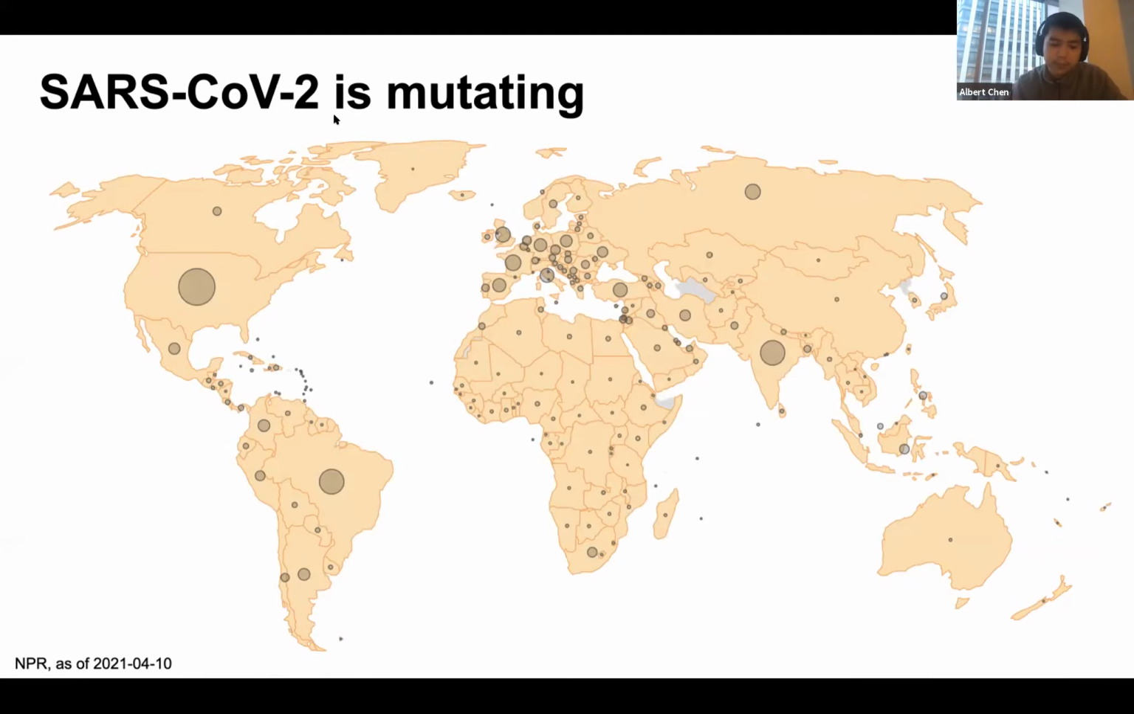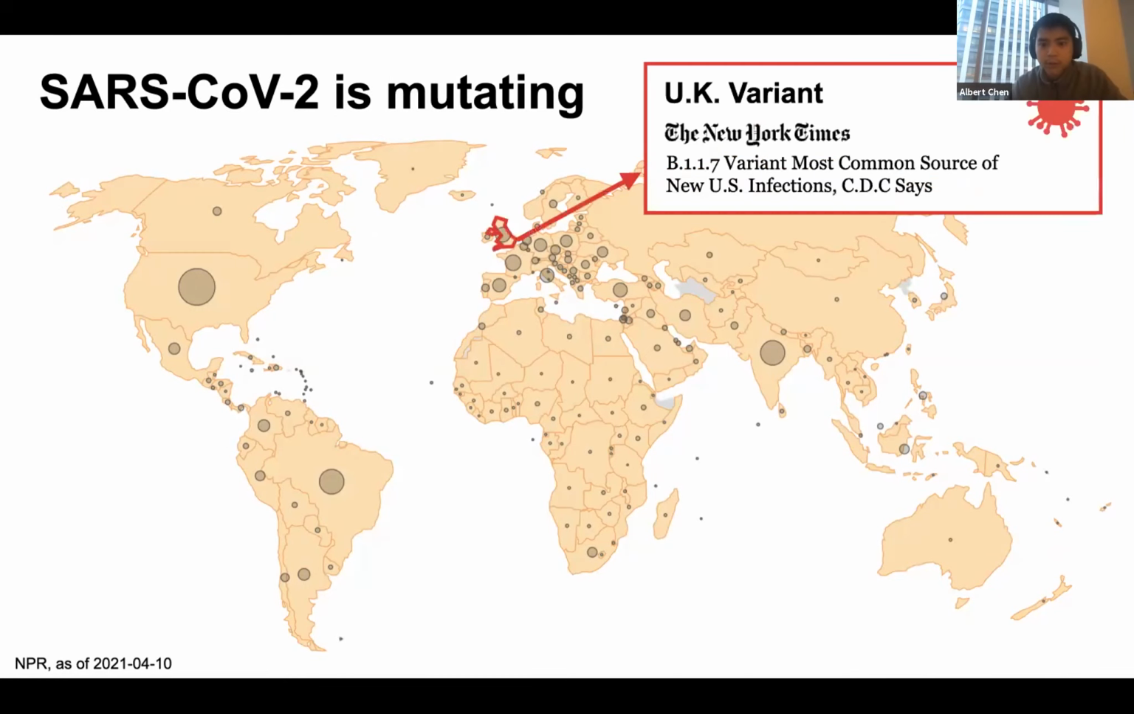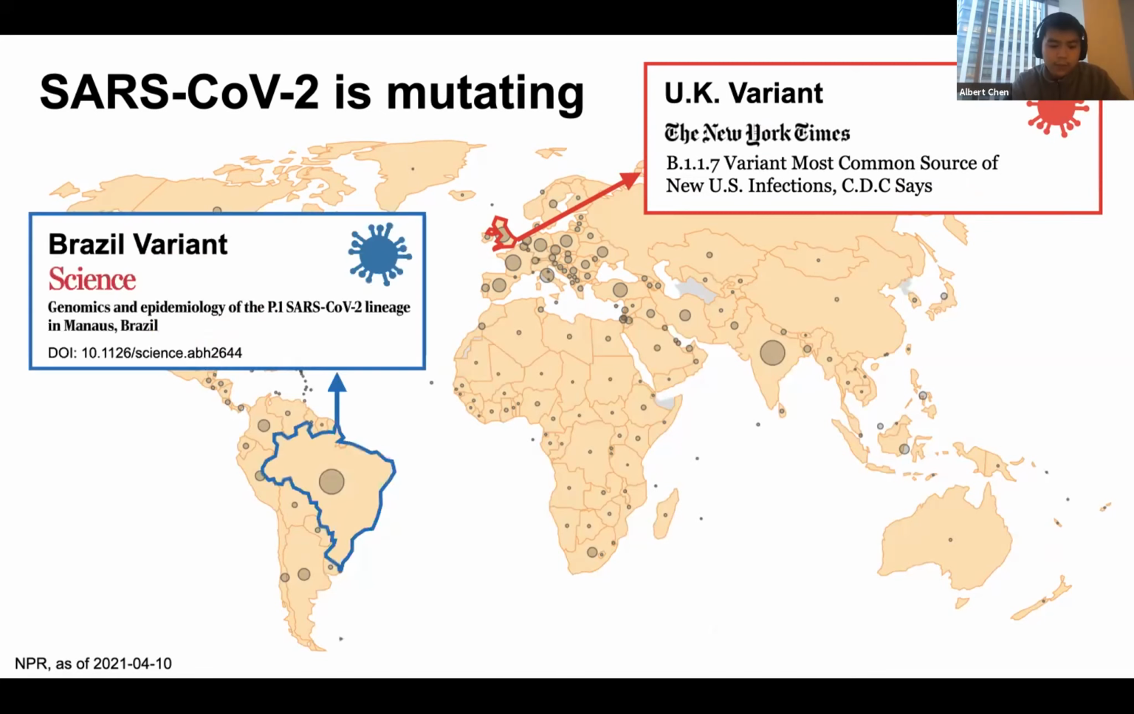Already we have strains imported into the US, which were initially detected abroad. One of the most prominent ones is this UK variant. The general scientific consensus is that this variant is more transmissible between people, and it's also now the most common source of new infections in the US, and this was originally detected in the UK. And also, in addition to being more transmissible, this strain has also been reported to be deadlier than the original SARS-CoV-2. We have this Brazilian strain.